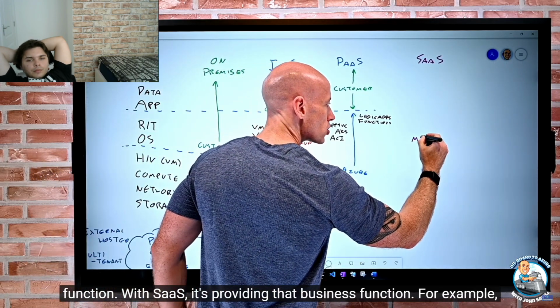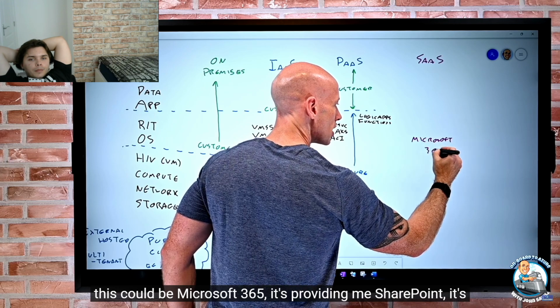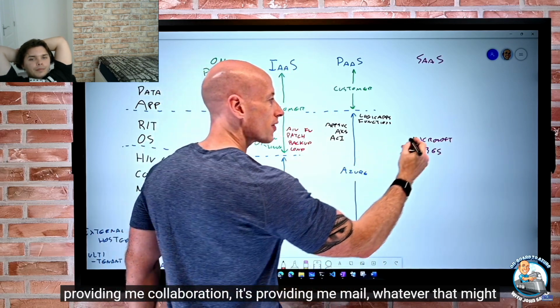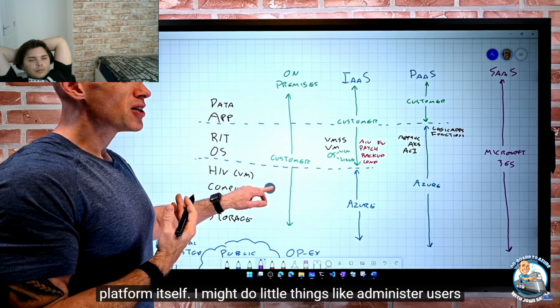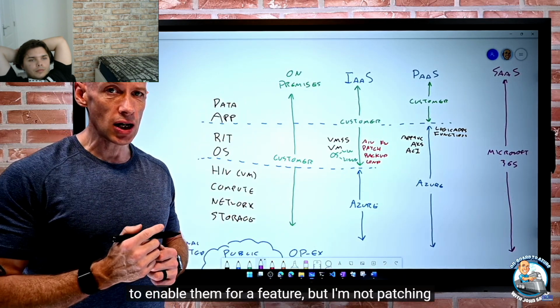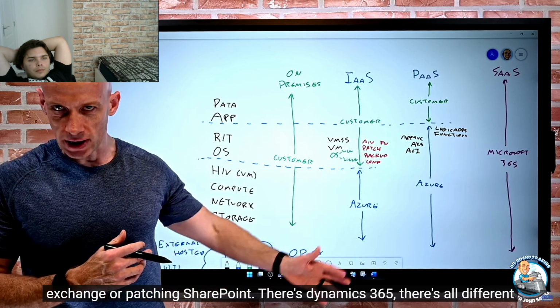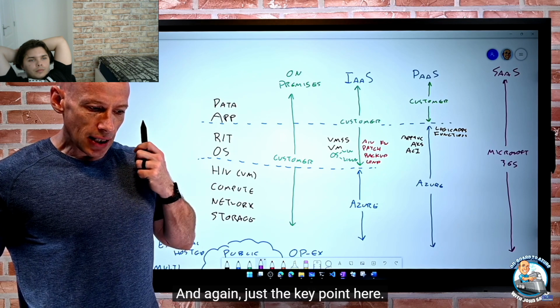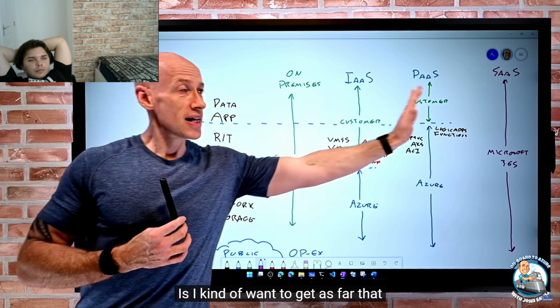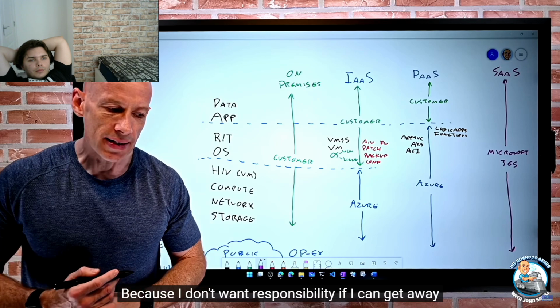For example, this could be Microsoft 365. It's providing me SharePoint. It's providing me collaboration. It's providing me mail, whatever that might be. It's all provided. I don't have any responsibility for the platform itself. I might do little things like administer users to enable them for a feature, but I'm not patching Exchange or patching SharePoint. There's Dynamics 365. There's all different types of SaaS. There's third-party SaaS solutions, but I am not managing those. And again, the key point here is I want to get as far that way as I can, because I don't want responsibility if I can get away from it.